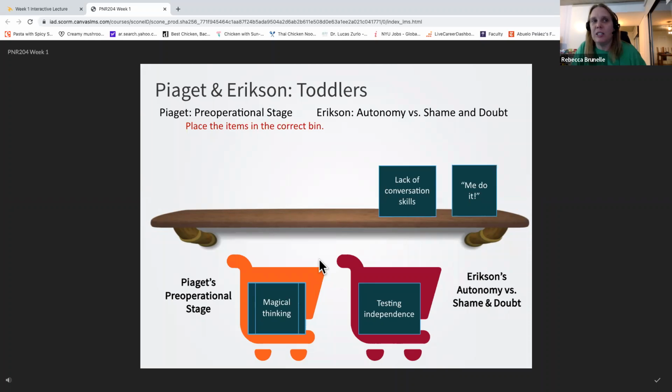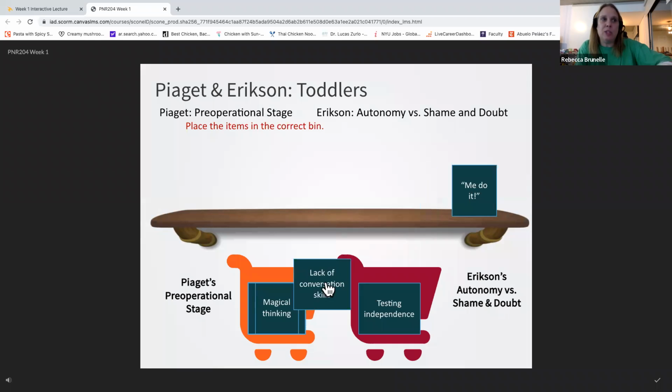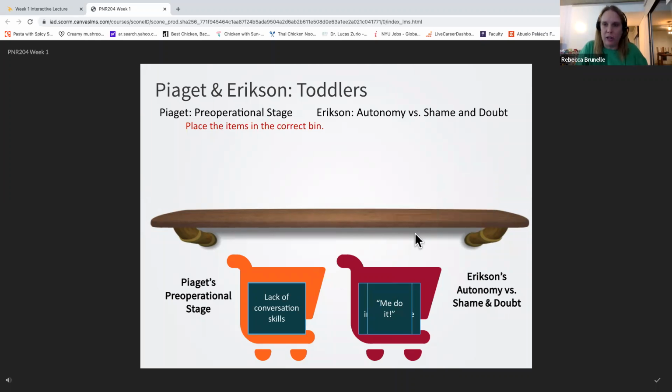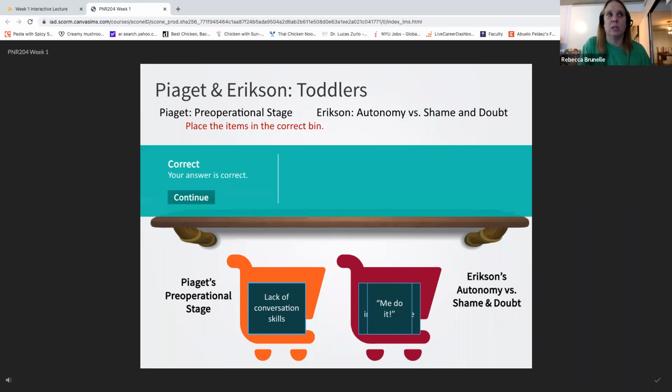Lack of conversation skills, is that Piaget or is that Erickson? Erickson. That one is actually Piaget. Lack of conversation, they don't really have the cognitive ability to have a big vocabulary. And then Erickson is like, me do it. They don't say much, but they're very egocentric and they want to talk about themselves. That one kind of surprised me. Piaget is really thinking about thought, and Erickson is a little bit more on the behavior side of things. So, Piaget is their thought processes, and Erickson is what they do.